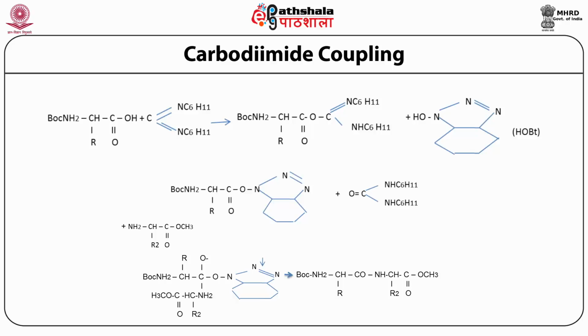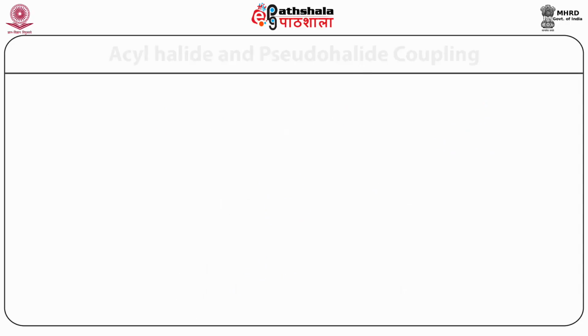dicyclohexyl urea. Then this active intermediate compound reacts with the second amino acid, which is protected by a methyl ester at the carboxylic group. All this coupling takes place at 0 degrees centigrade to form another intermediate compound, which then after 2 hours forms a peptide, that is a dipeptide.